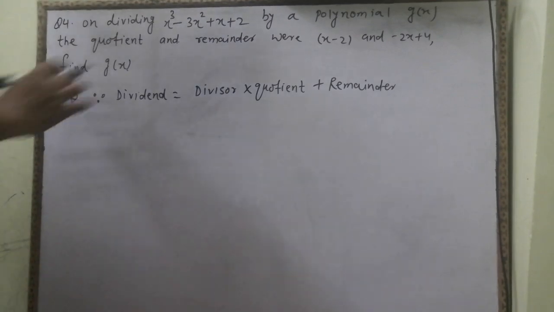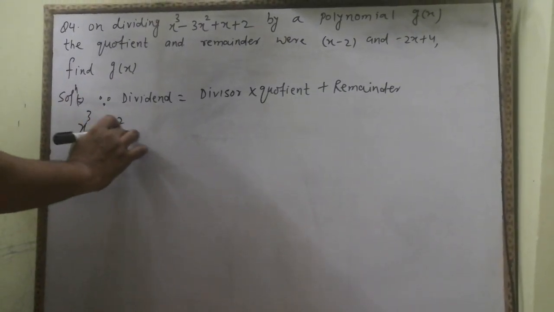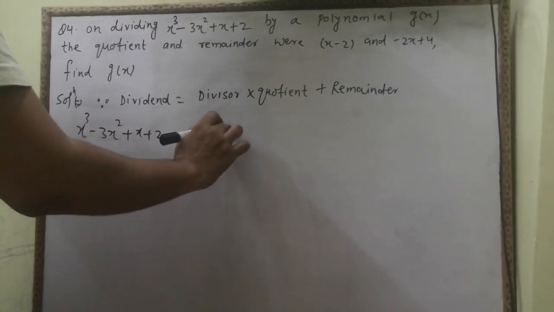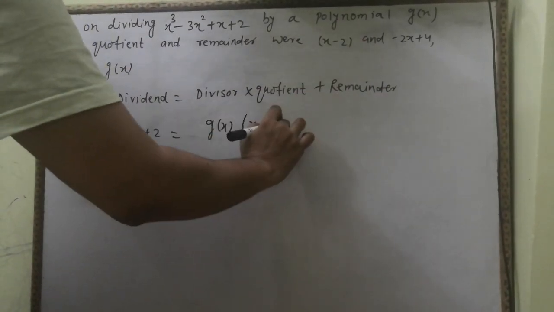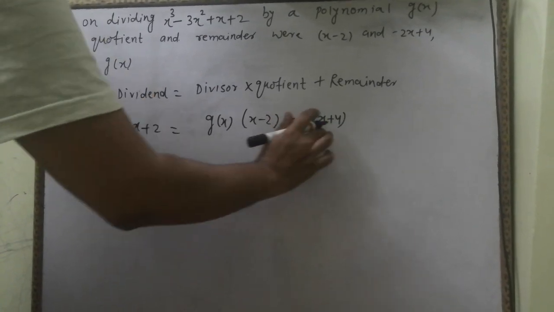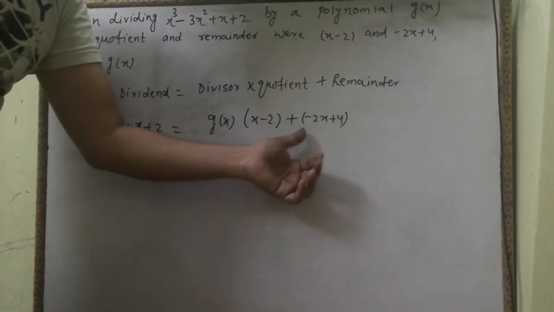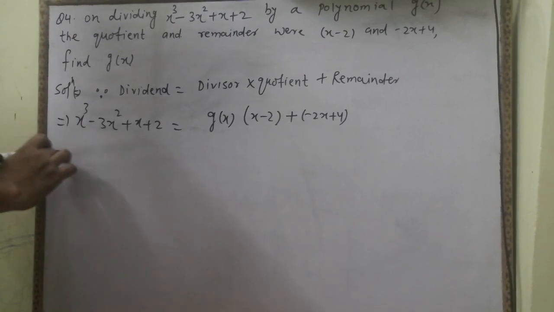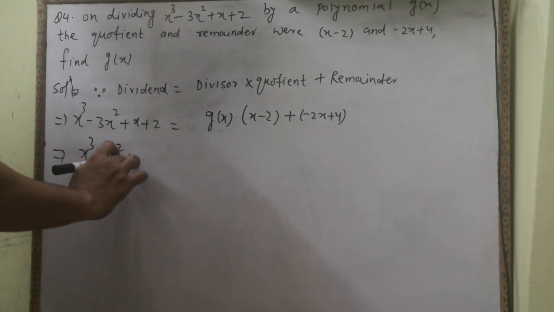First write the dividend, it is x to the power 3 minus 3x square plus x plus 2. Write the divisor, that is g(x). Write the quotient, that is x minus 2. Write the remainder, that is plus minus 2x plus 4. Here minus is given, so I have put plus and then put the bracket. Then I will remove the bracket and solve the question and find out the value of g(x).